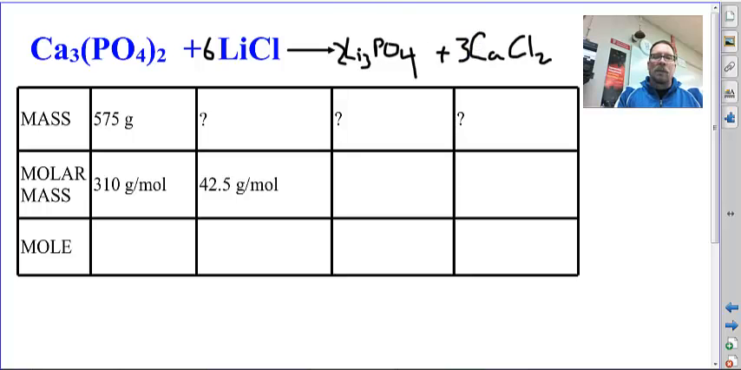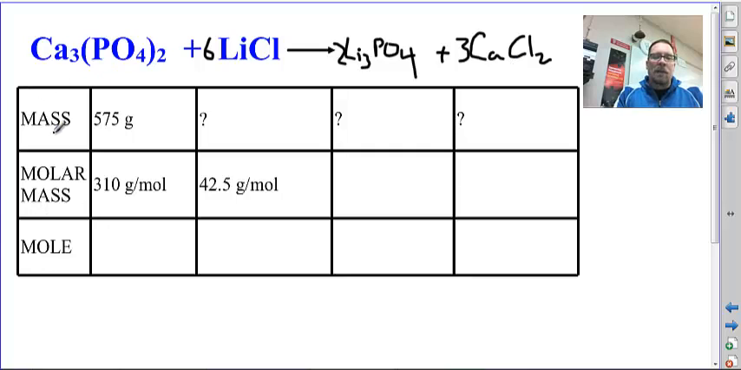And now what this equation tells me is that 1 mole of calcium phosphate, no matter where I do it, this is its lowest ratio, will combine with 6 moles of lithium chloride and produce 2 moles of lithium phosphate and 3 moles of calcium chloride.